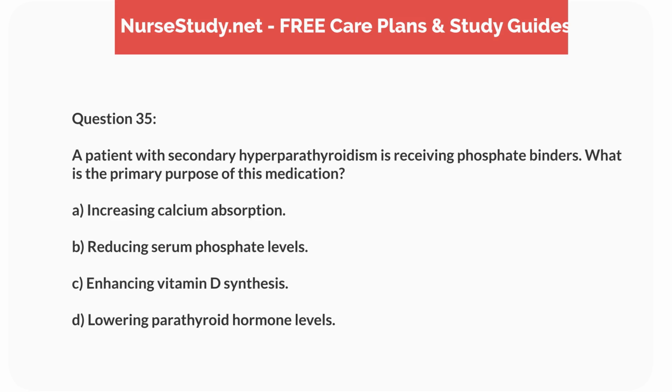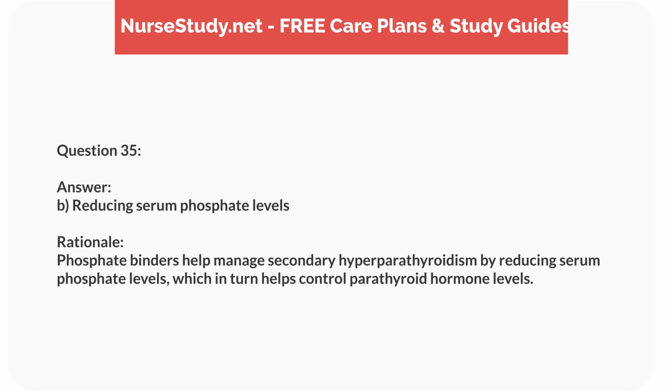Question 35. A patient with secondary hyperparathyroidism is receiving phosphate binders. What is the primary purpose of this medication? A. Increasing calcium absorption. B. Reducing serum phosphate levels. C. Enhancing vitamin D synthesis. D. Lowering parathyroid hormone levels. Answer. B. Reducing serum phosphate levels. Rationale. Phosphate binders help manage secondary hyperparathyroidism by reducing serum phosphate levels, which in turn helps control parathyroid hormone levels.